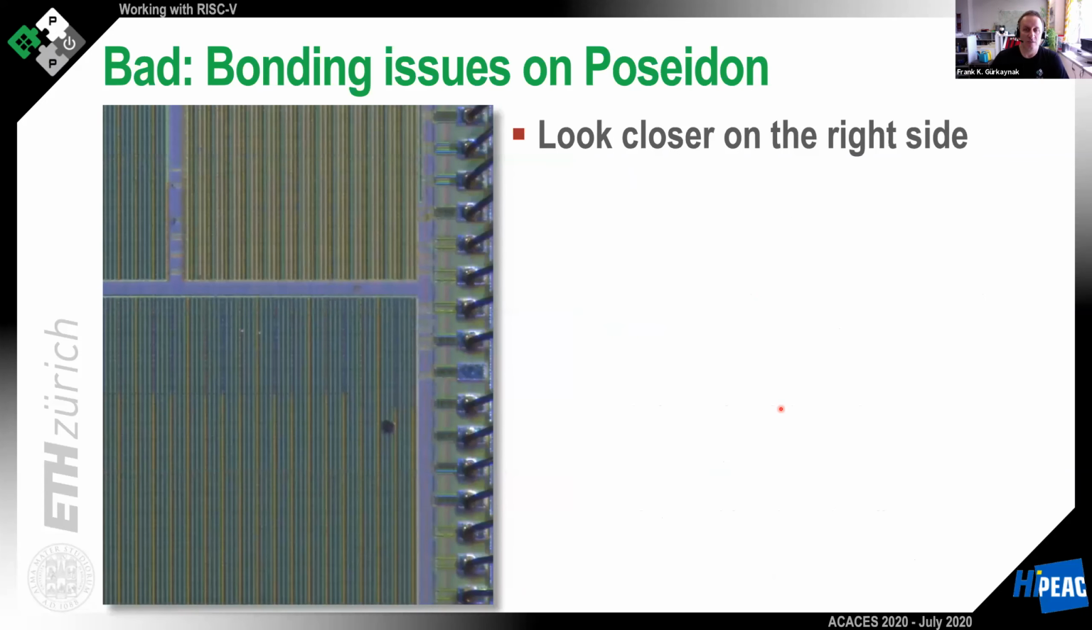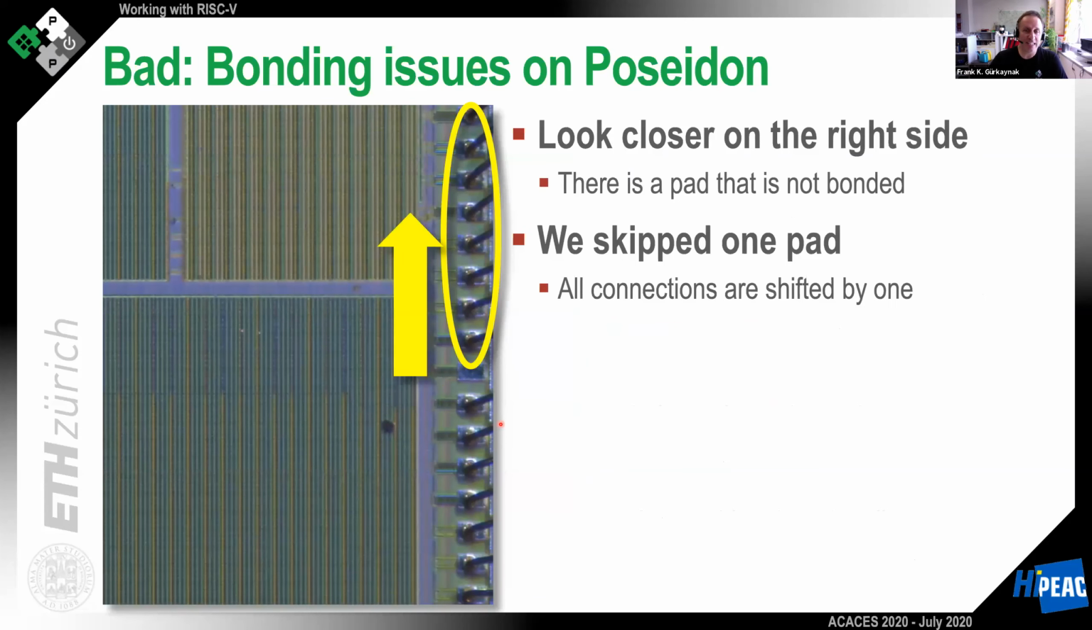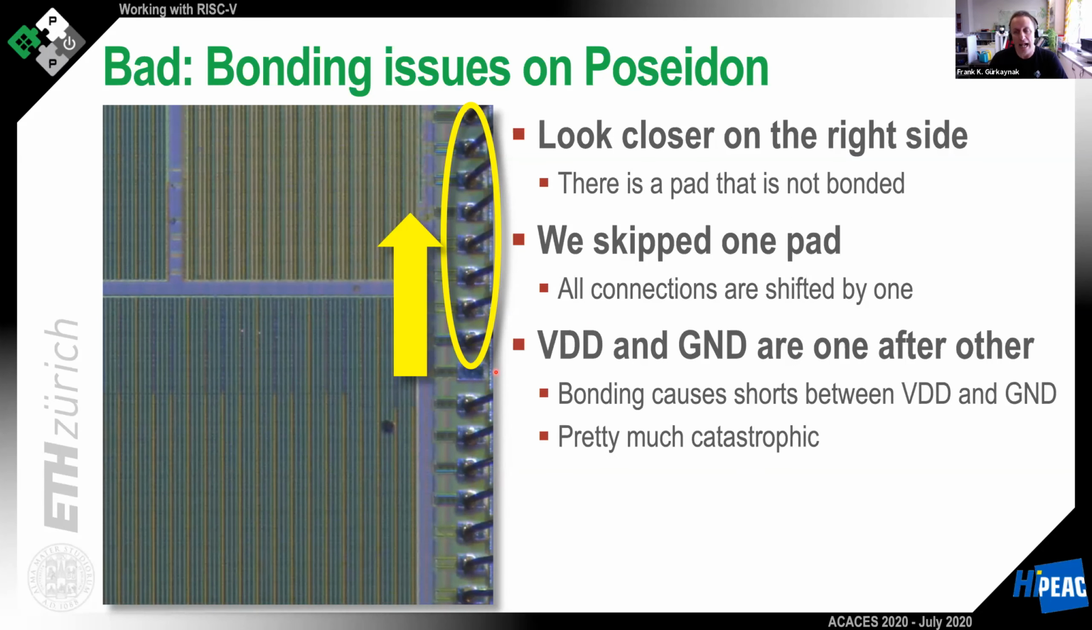So what happens? We are now zooming in on the right-hand side, and look here. There's a pad that is not bonded. What happened there? Well, we skipped one pad. While we were sending them the description, instead of going pad 16, 17, 18, oops, we made a switch. And every one of those wires is going upwards, shifted by one on that side. The other sides are okay. The problem is VDD and ground are one after another. So once you shift it, the VDD on that part is connected to the common ground, and causes all sorts of shorts between VDD and ground. This is pretty much catastrophic.